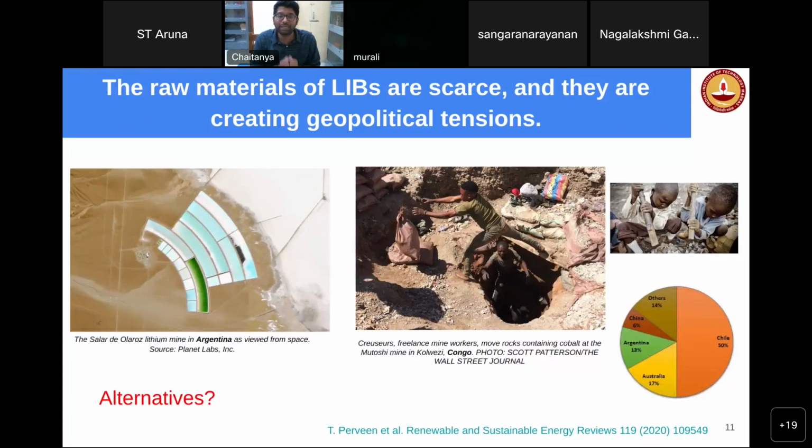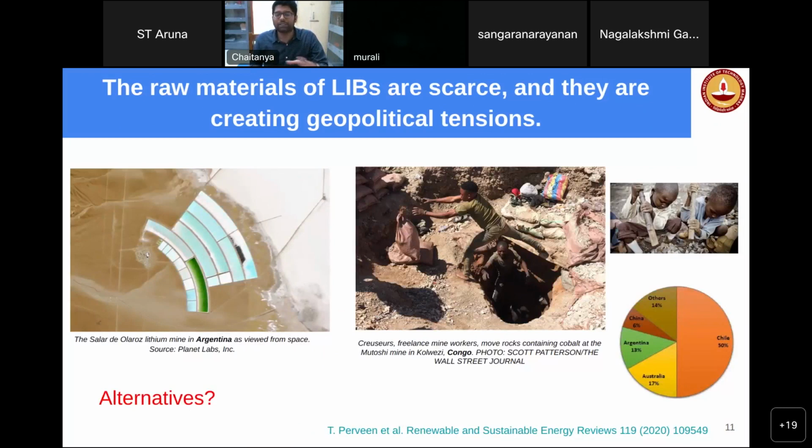So apart from the long range vehicle problem, there is also an additional problem with lithium ion batteries, that is the scarcity of the raw materials. If you look at the materials involved in the cathode, we said that it is a lithium metal oxide. So what are the metals that are required? This includes nickel, cobalt, and even lithium.